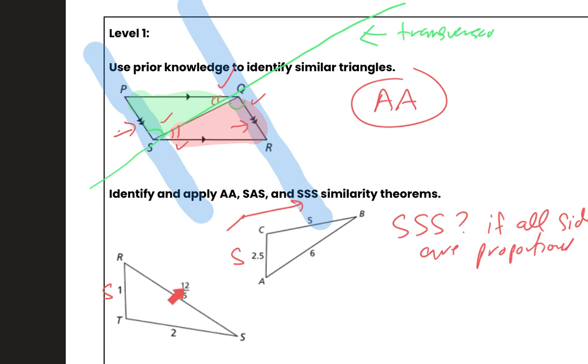If we put that into our calculator, that's actually 2.5, so this is the same thing as 2.5. So this one would be the medium, and that would be the longest, and that would be the longest. All right, so we need to see if they're all proportional. So let's check the short over the short. That would be 1 over 2.5, okay?